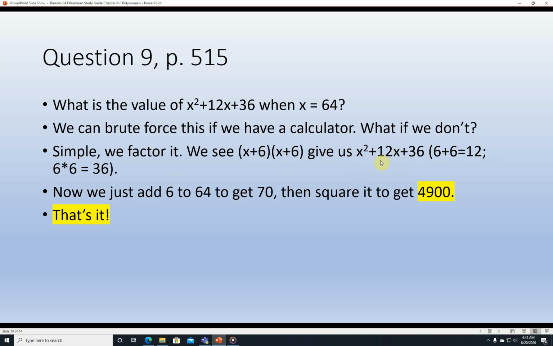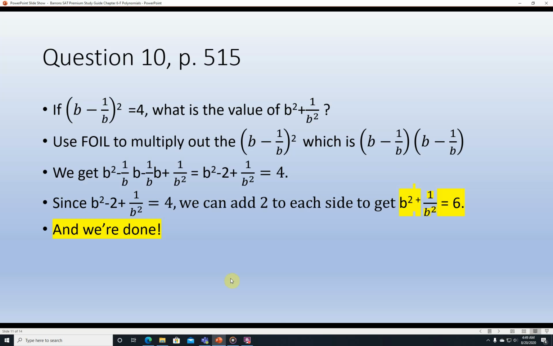That works. Whereas if you had two numbers that add to 12, like 8 and 4, well, that would work here, but 8 times 4 is 32. That wouldn't work. So now we just add 6 to 64, because we have x plus 6, to get 70, and then you say, oh, 70 times 70. Oh, that's easy, because 7 times 7 is 49, and then that's 10 times 10, so that just becomes 49 times 100, 4900. Hey, that's it. All right.